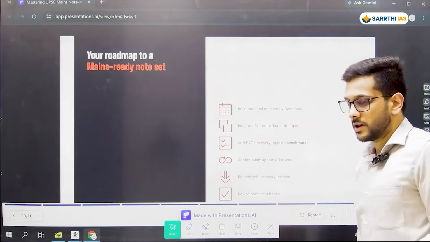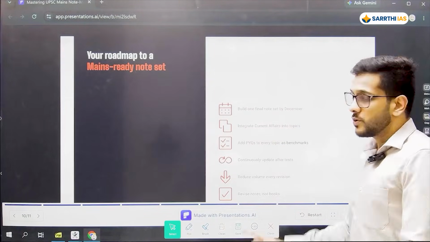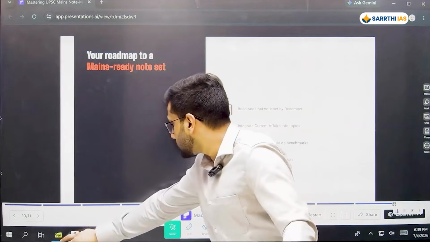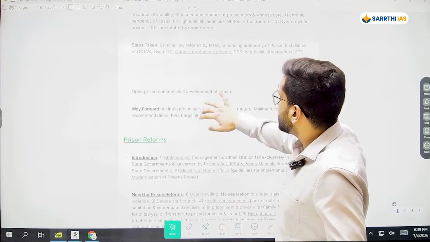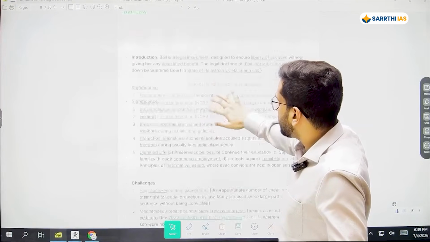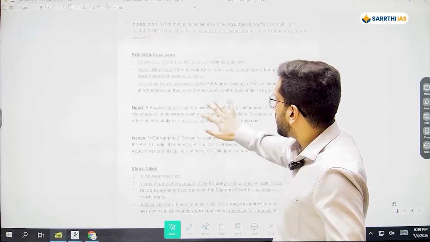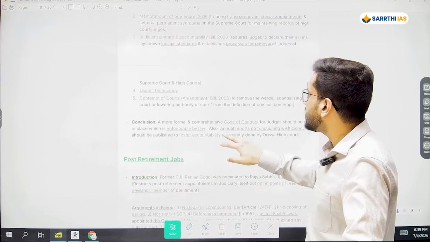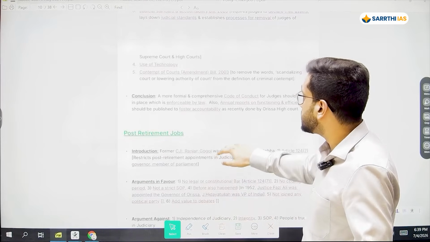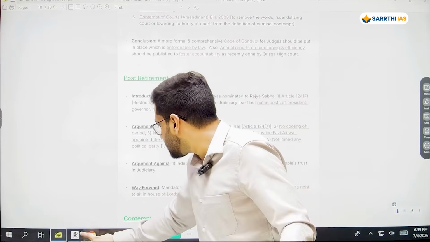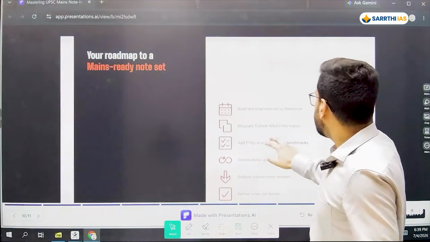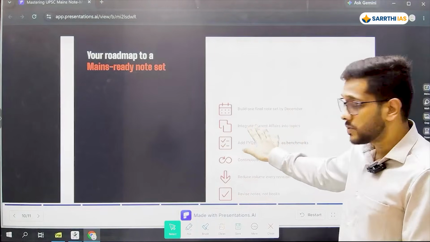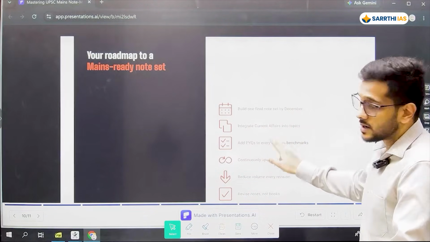Okay, so let's discuss the timeline. You have to make one comprehensive final note before December, like this one. This is for polity, and you have to prepare this type of note for each topic, for polity, for governance, for economy, for every topic of the mains examination. A consolidated note like this. Then by December, you have to integrate current affairs into each topic. This is a continuous process.